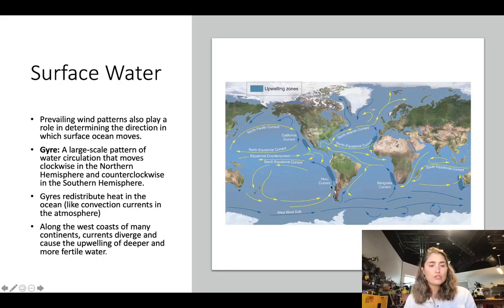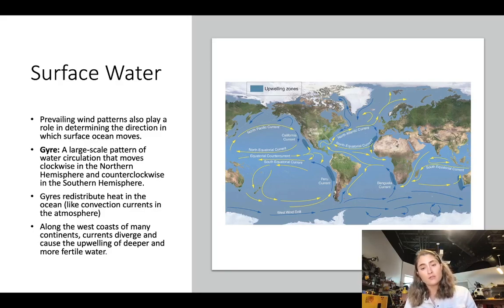So surface ocean gyres, or surface water movement in the form of a gyre, is really important because it tends to redistribute surface ocean temperatures, or it redistributes heat. So these are sort of like convection currents in the ocean. We have talked about three different types of convection currents: in the atmosphere, in the lithosphere, and now oceanic convection currents as they redistribute heat to different continents as we move from warmer areas to cooler areas.